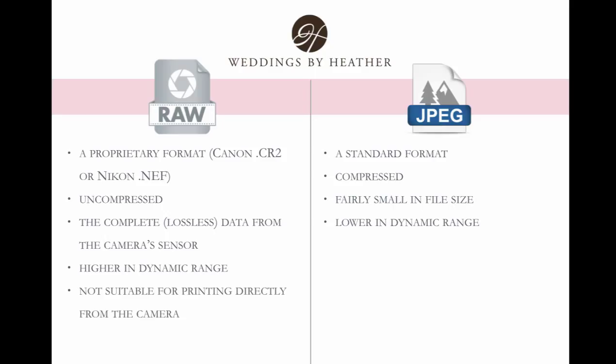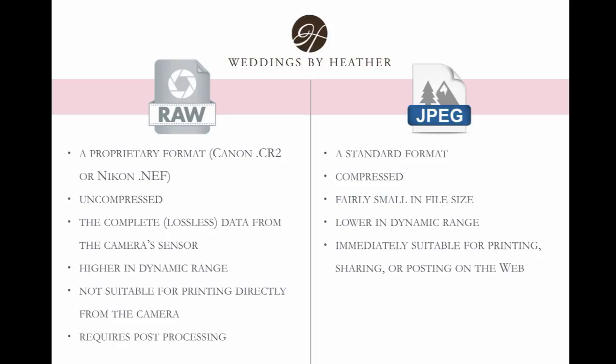RAW files are not suitable for printing directly from the camera, whereas JPEG files are. RAW files require post-processing, and JPEG files do not require post-processing. And this is actually a big deal for some people. They like to just take their photos and immediately send them to the web or for print and not have to post-process them.